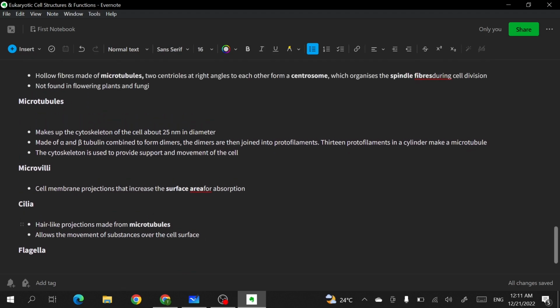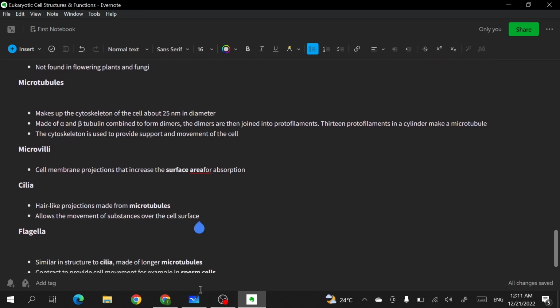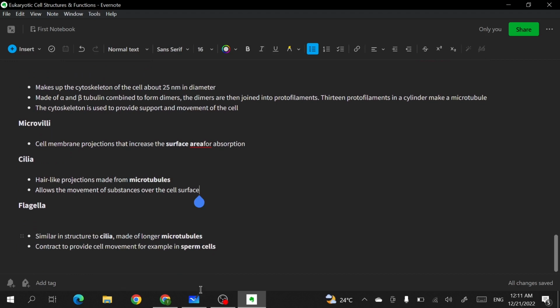Microtubules make up the cytoskeleton of the cell, about 25 nanometers in diameter, made of alpha and beta tubulin combined to form dimers. The dimers then join into protofilaments. 13 protofilaments in a cylinder make a microtubule. The cytoskeleton provides support and movement of the cell. Microvilli are cell membrane projections that increase surface area for absorption. You have them in the small intestine, etc., and many more places. There are MCQs based on that.